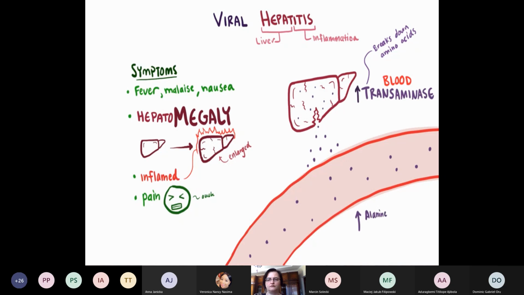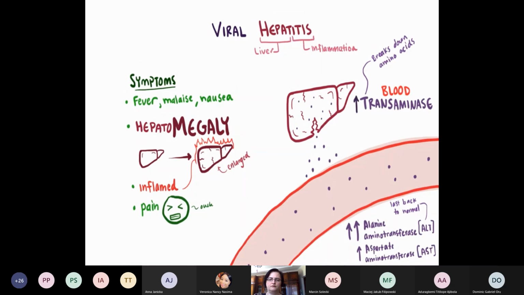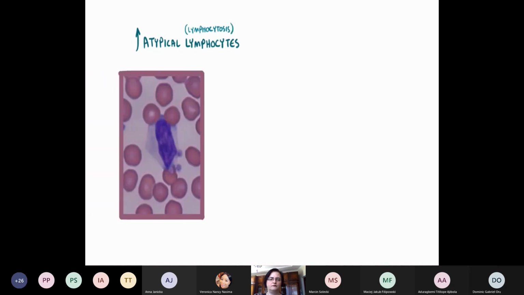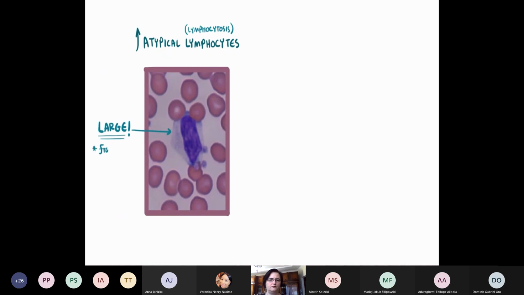So a common sign is a greater amount of both alanine aminotransferase, or ALT, and aspartate aminotransferase, or AST. Typically, even though both are elevated, ALT will be greater than AST in viral hepatitis, and it'll also be the last liver enzyme to return to normal. Also, elevated levels of atypical lymphocytes are common to see with viral hepatitis, known as atypical lymphocytosis. The lymphocytes are usually huge, very large, due to stimulation from antigens, in our case the hepatitis virus antigens.